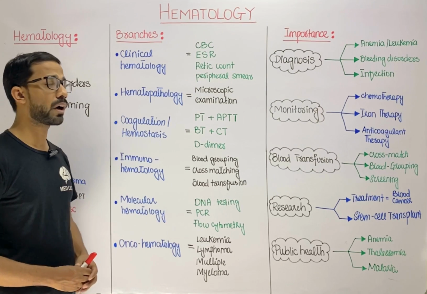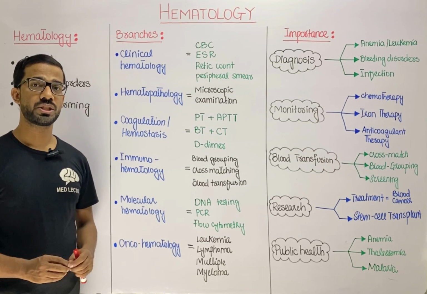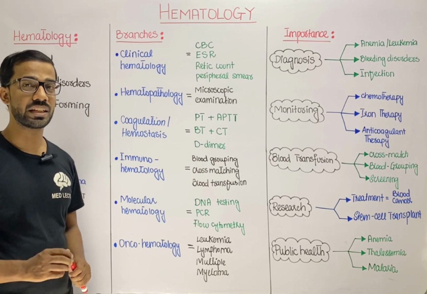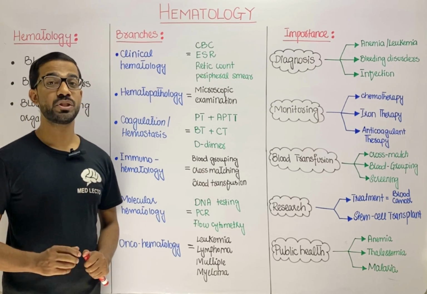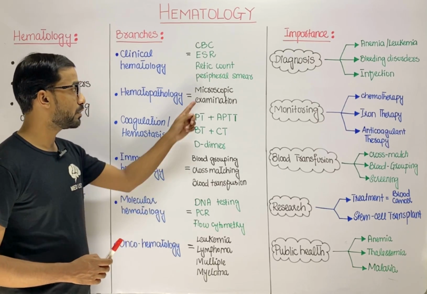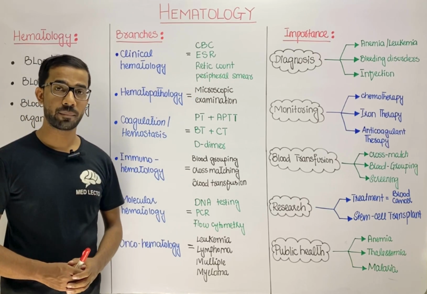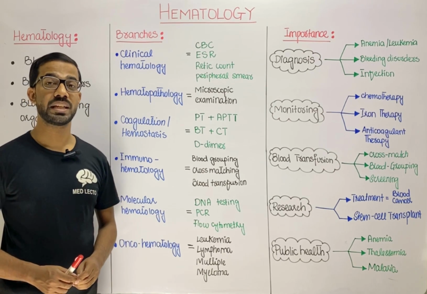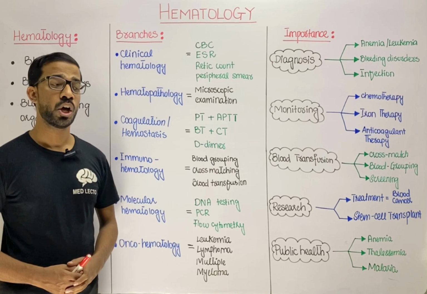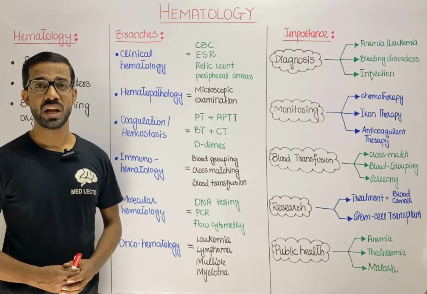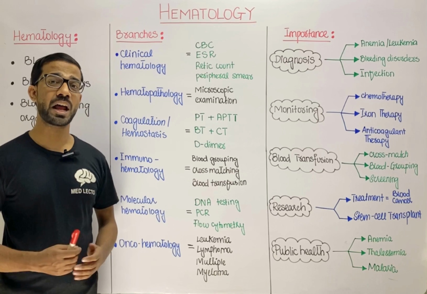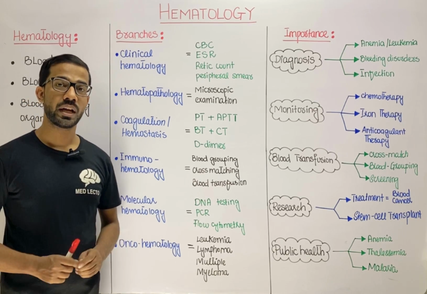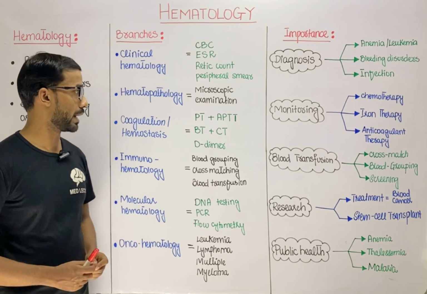Next is hematopathology. We have to check the different cells in the blood that will show different diseases, for which we do microscopic examination. Like microcytic hypochromic anemia will be seen in iron deficiency and thalassemia. So these are the different morphological changes that happen in different diseases, and we can know all these things just by looking into the cells of the blood.